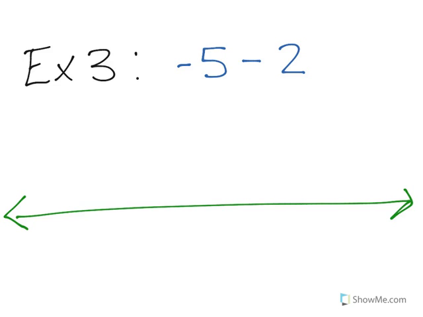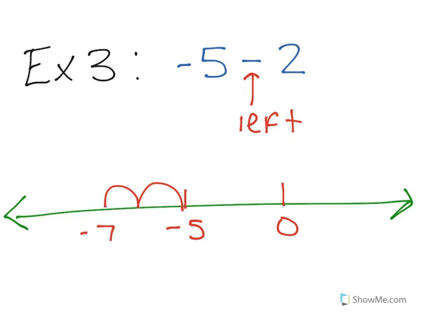Lastly, we're taking a negative number and we're subtracting from it. So we have negative 5 minus 2. On my number line here, 0, I got negative 5 right here. This is saying I have to go to the left 2 spots. So I'm going to go left 2 spots. So I'm at negative 7.